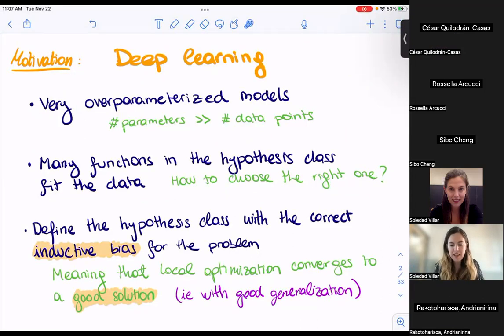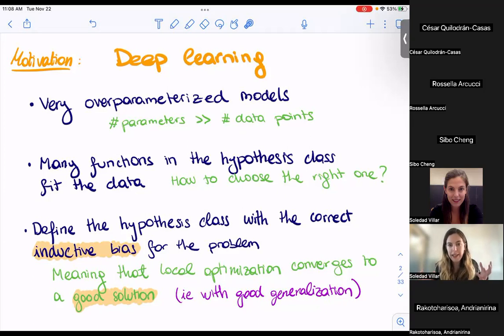And the motivation is in the context of deep learning, which is something that you may be very familiar with. The idea is that in deep learning, we use very over-parameterized models. So we have way more parameters than data points. And so there are many functions in the hypothesis class that can fit the data perfectly. So the question is, how do you choose the right one?